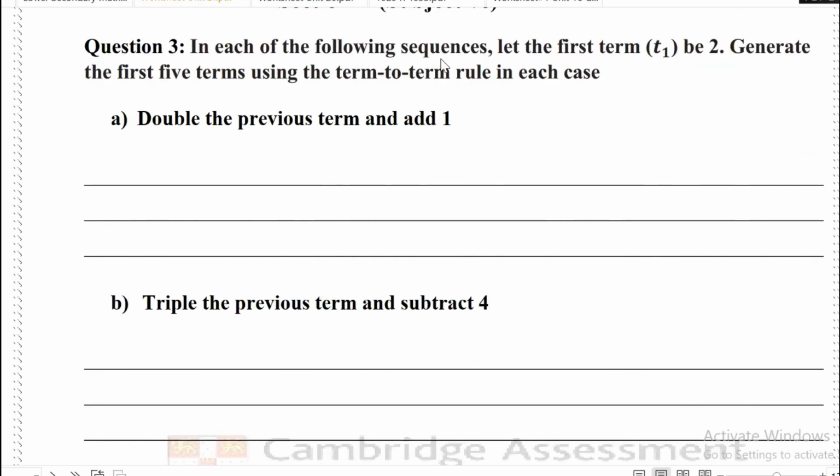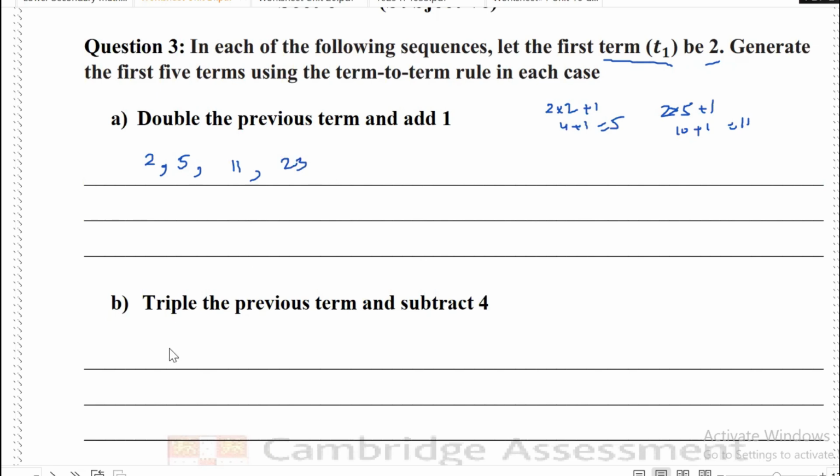Question number three. In each of the following sequences, let the first term be 2 and then apply this rule: double the previous term and add 1. So if you double the previous term, 2 multiplied by 2 plus 1, you will get 4 plus 1 equals 5. So your next value is 5. And then apply the same idea with this 5. 5 into 2 plus 1 gives me 10 plus 1, 11. So next is 11, then 11 into 2, 22 plus 1, 23, and so on.